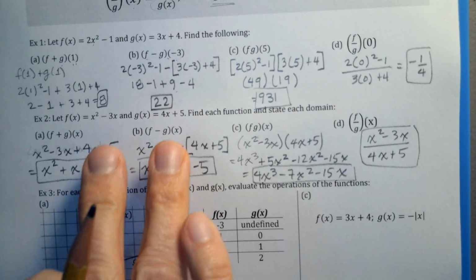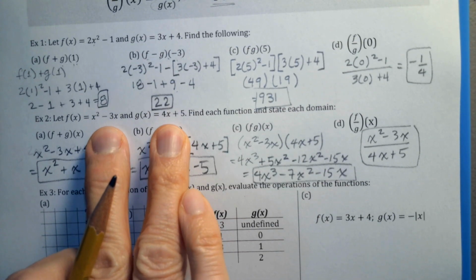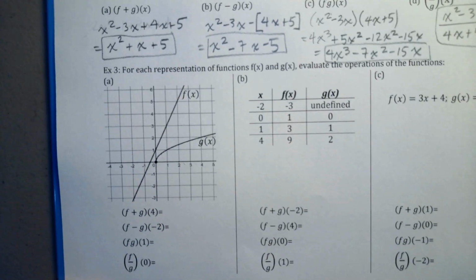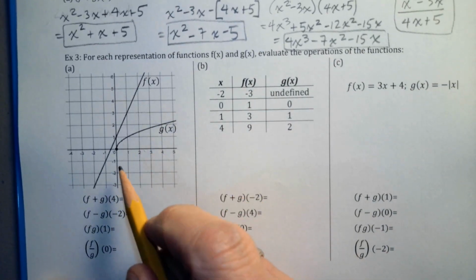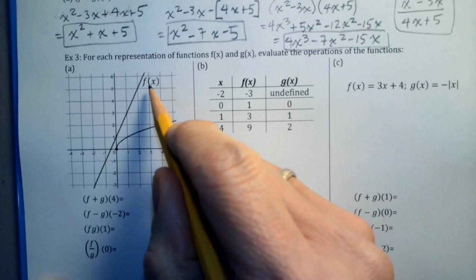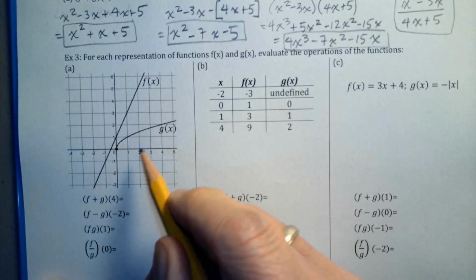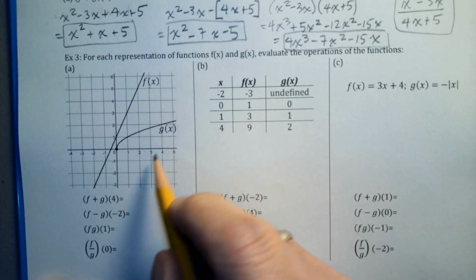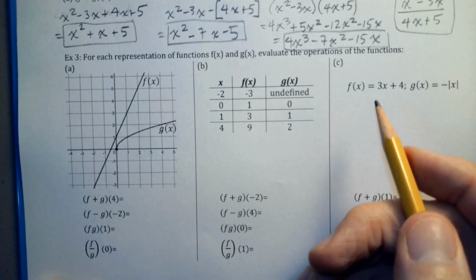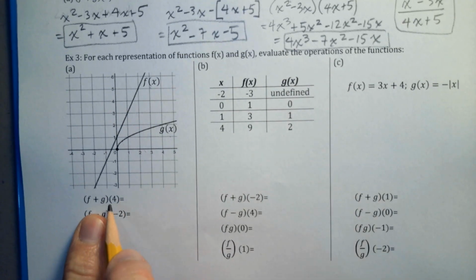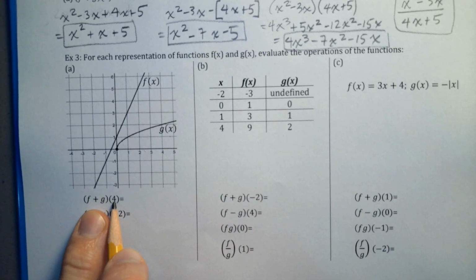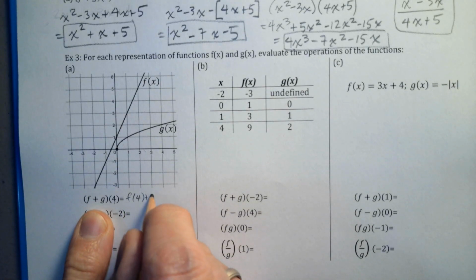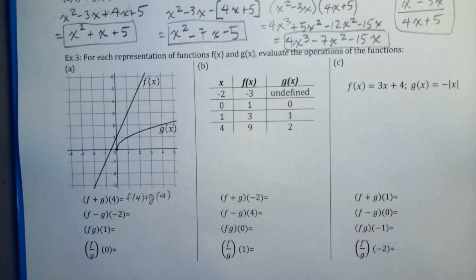All right, and so in these examples, we were given an actual function for f of x and g of x algebraically, but we can also be given the information graphically. So you can see f of x is a linear function, g of x is a square root function. So what we want to do is think, okay, what is f plus g of 4? Remember, this is the same as f of 4 plus g of 4.